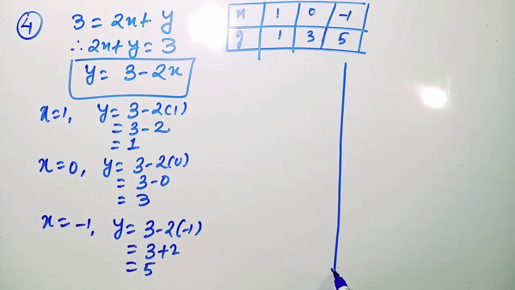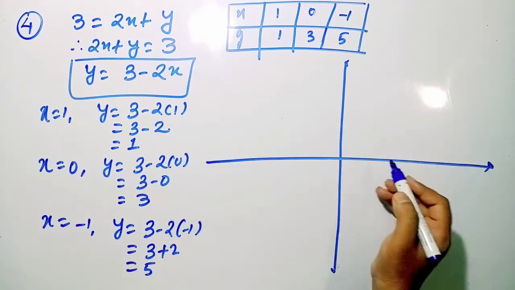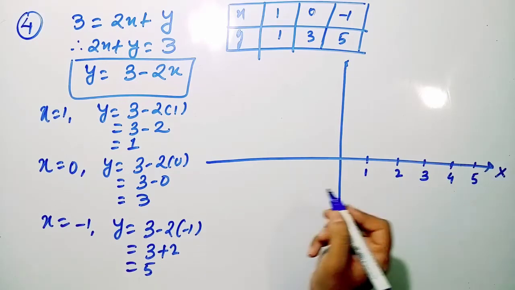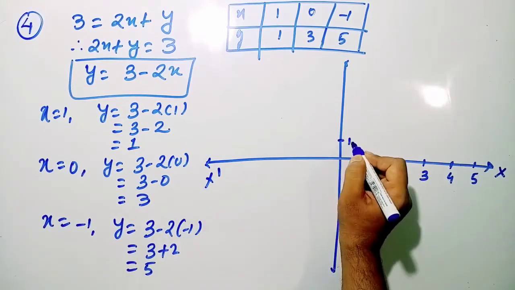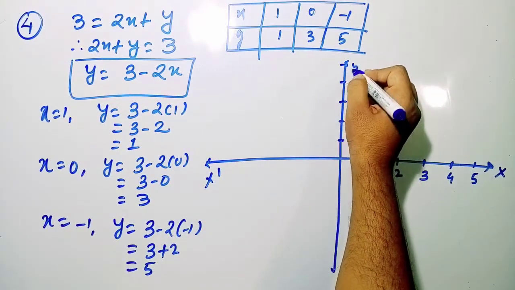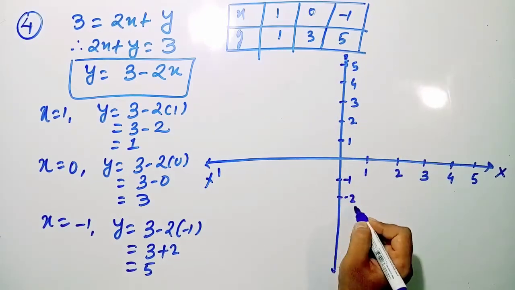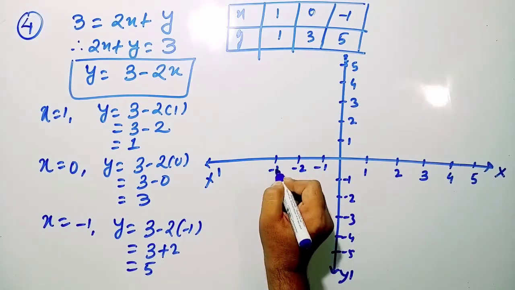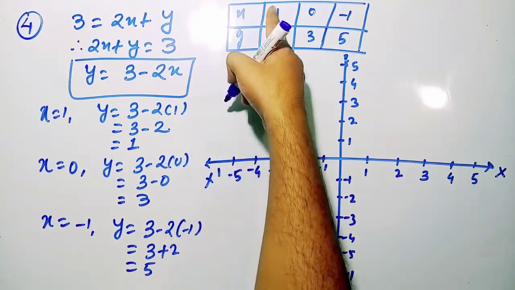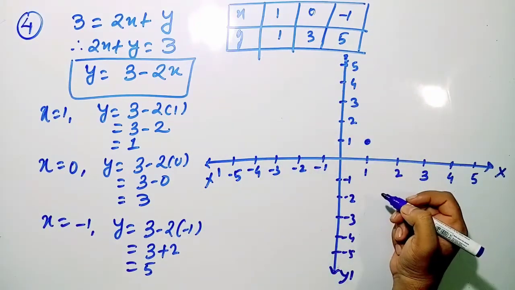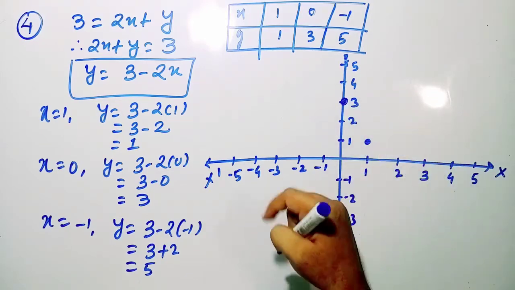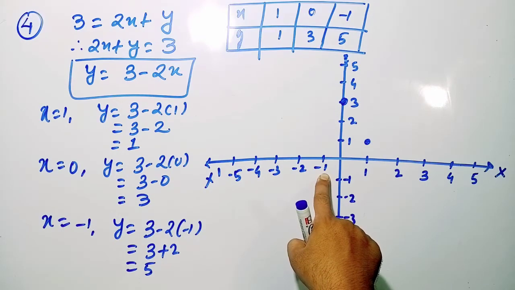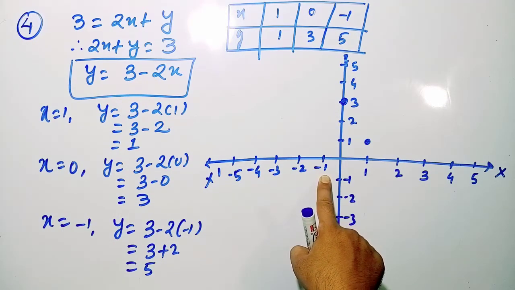Okay, now drawing the vertical line and horizontal line. The horizontal line is the x-axis and the vertical line is what? The y-axis. On the x-axis we will draw the numbers, and on the y-axis as well. So on the left side of the x-axis there will be negative integers. So the first point is x is 1, y is 1. The second point is x is 0, y is 3. And third is x is minus 1 and y is 5.